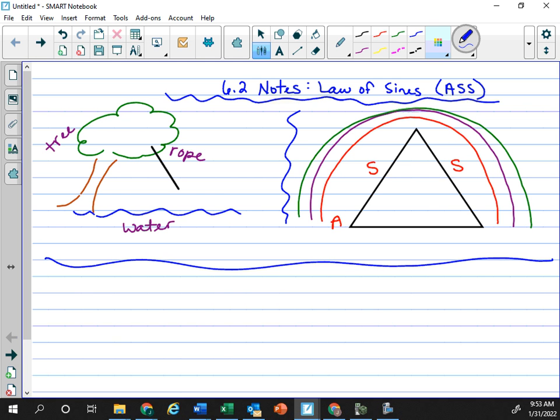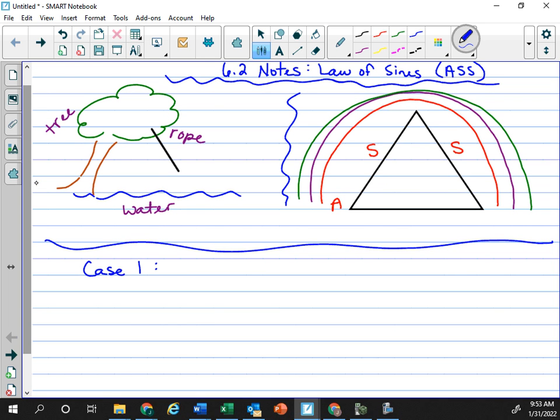All right, we have several cases of things that can happen when you have an angle side-side situation. So the first case is that the rope is less than the height. Okay, I haven't drawn height anywhere up here yet.